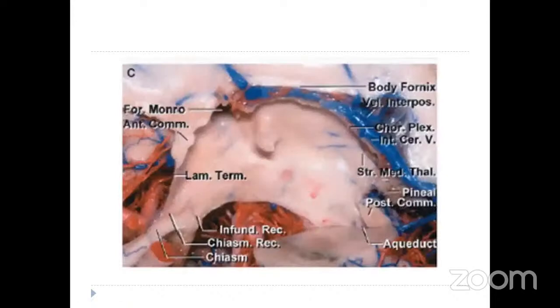Now, this is another diagram which shows a mirror view, in which we are seeing from the medial side to the lateral side of the third ventricle. As we can see, superiorly the roof is formed by the body of the fornix, and below the inferior part of the body of the fornix is the velum interpositum.